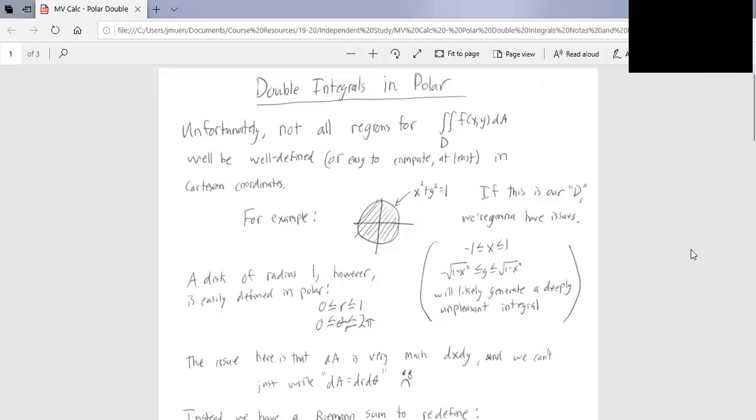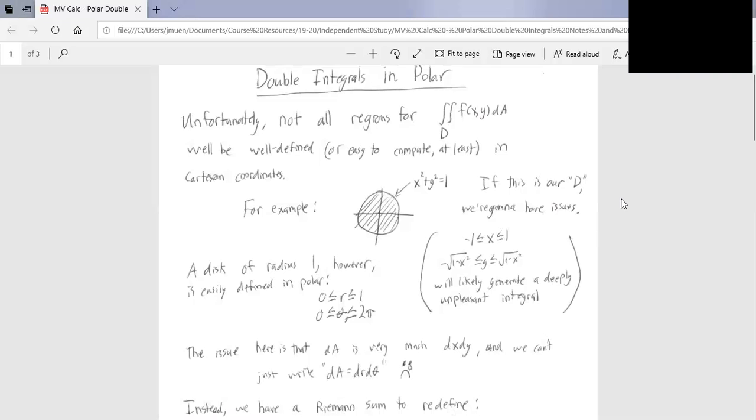The issue with trying to do polar form is that dA, the dA defined up here, is very much in terms of dx dy. dA is kind of a stand-in for dx dy, or dy dx, as the case may be. So we can't just write dA equals dr d theta and then move on with life. That doesn't hold. Instead, we need to figure out some way to turn dA into dr d theta.